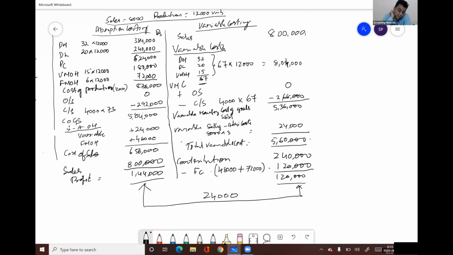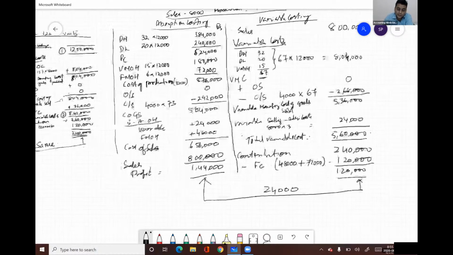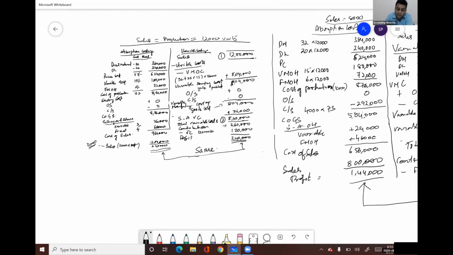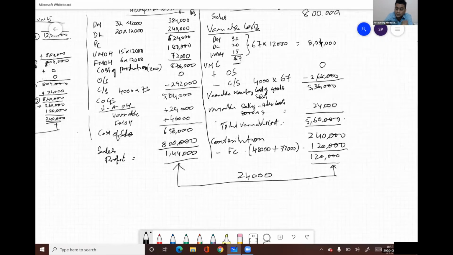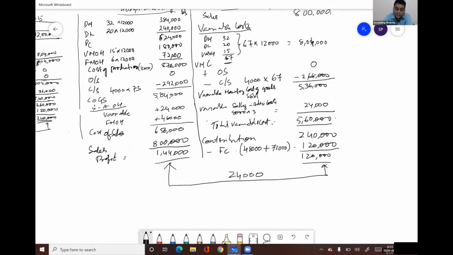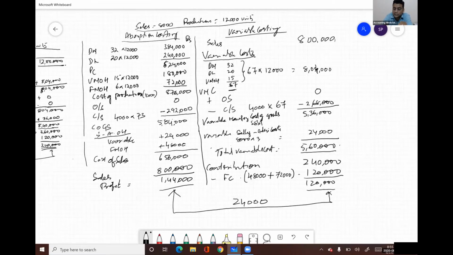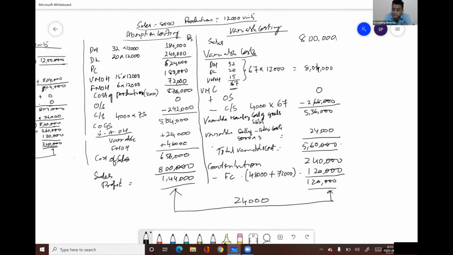So, my dear friends, what did we understand? Just now, a minute ago, we calculated absorption costing and variable costing. Profit was 2,40,000. And in variable costing also 2,40,000. But here it is 1,44,000 and here it is 1,20,000. There is a difference. Why is there a difference? This is what Nitya was asking.